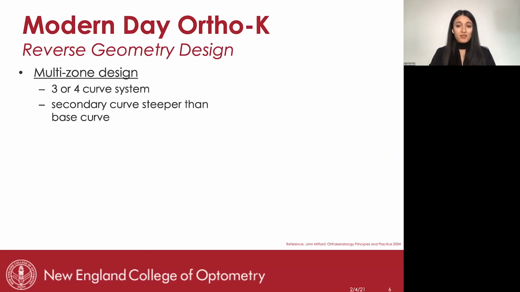We discussed this already, but just to review again, we are using a reverse lens geometry design where the base curve or the central curve is flatter than your secondary curve. And so this is the opposite or reverse of a traditional GP lens, where the base curve is actually steeper and the secondary curves are progressively flatter as we get towards the edge of the lens. So these modern day lenses are designed to reshape the cornea. They consist of multiple zones, typically about 3 to 4 zones.